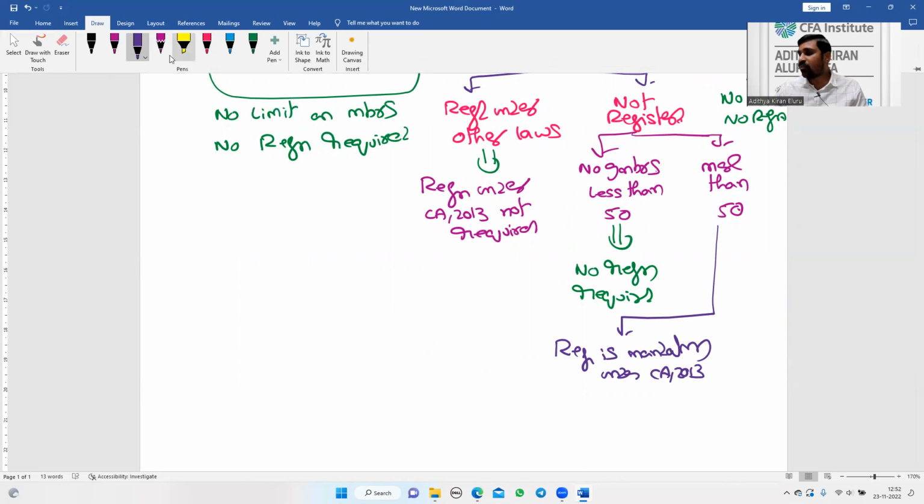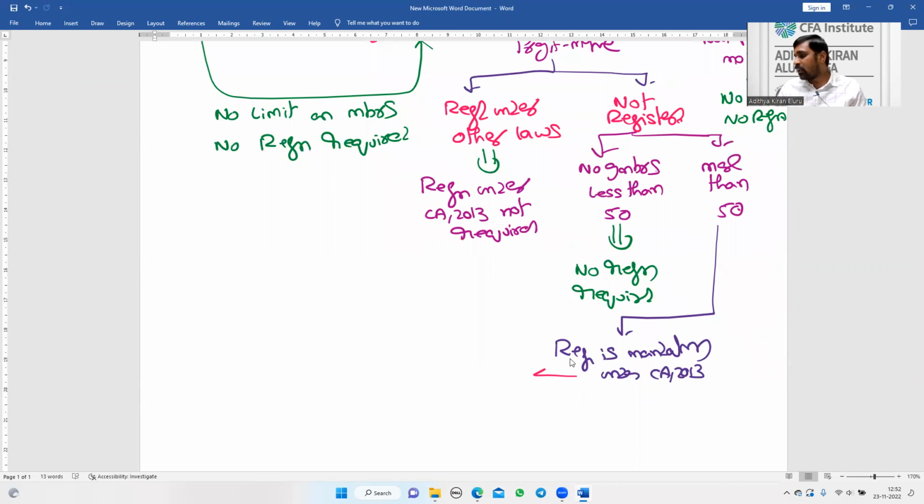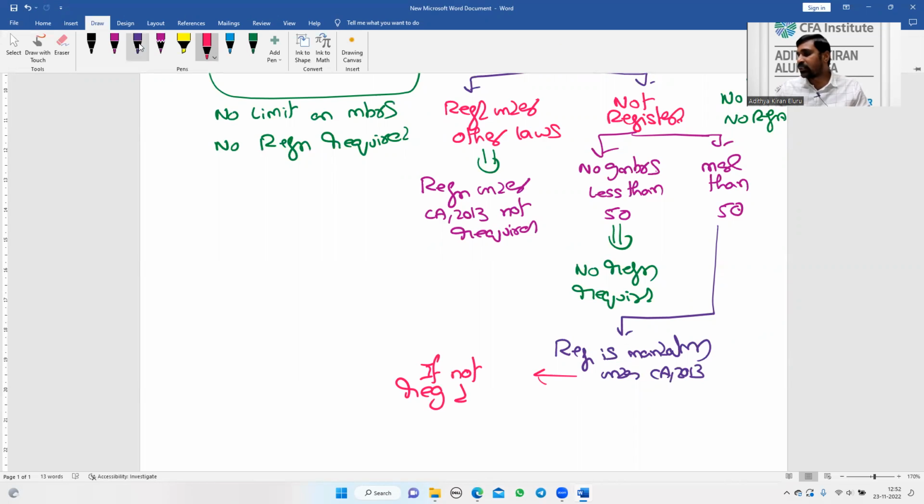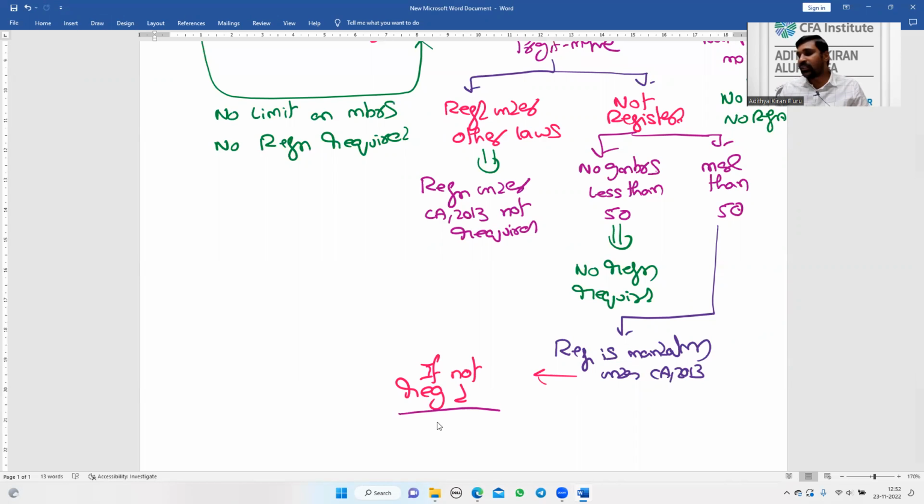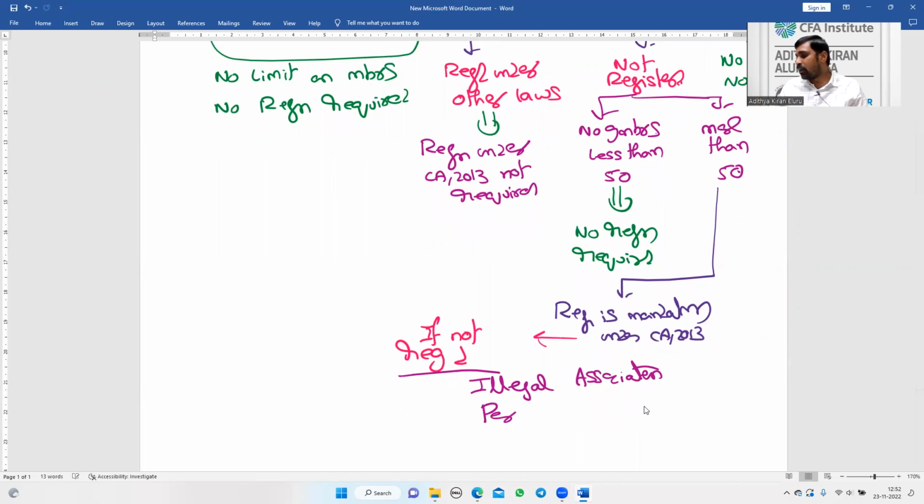If not registered, what are the consequences? It is treated as an illegal association, with no legal entity, personal liability of members, no legal identity, and no capacity to sue. These are the consequences.